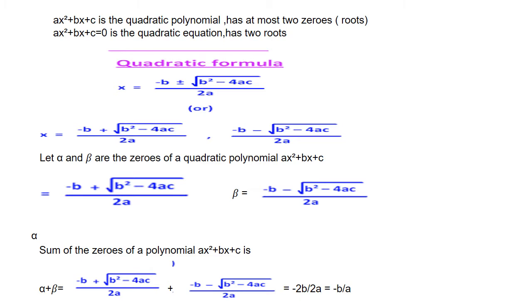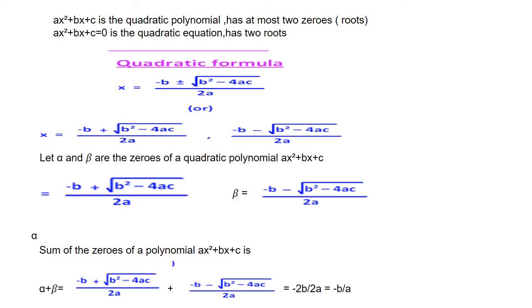Sum of the zeros of the polynomial ax square plus bx plus c. What are the zeros here? Alpha and beta. If we sum them, alpha plus beta is equal to minus b plus under root of b square minus 4ac by 2a plus minus b minus under root of b square minus 4ac by 2a. If we add this, observe here the denominator is the same. Add the numerators: minus b minus b is minus 2b, and plus under root of b square minus 4ac minus under root of b square minus 4ac will get cancelled here. So we will get minus 2b by 2a. 2 cancels, we will get minus b by a.